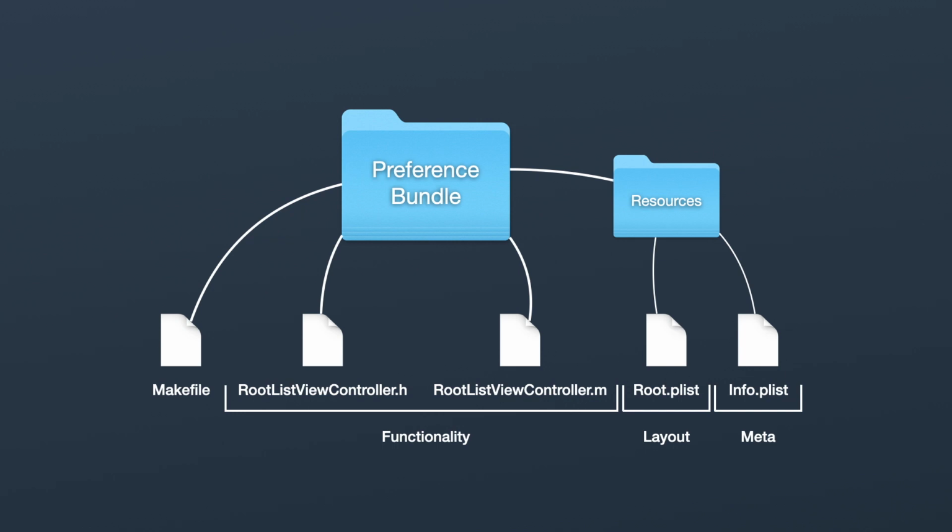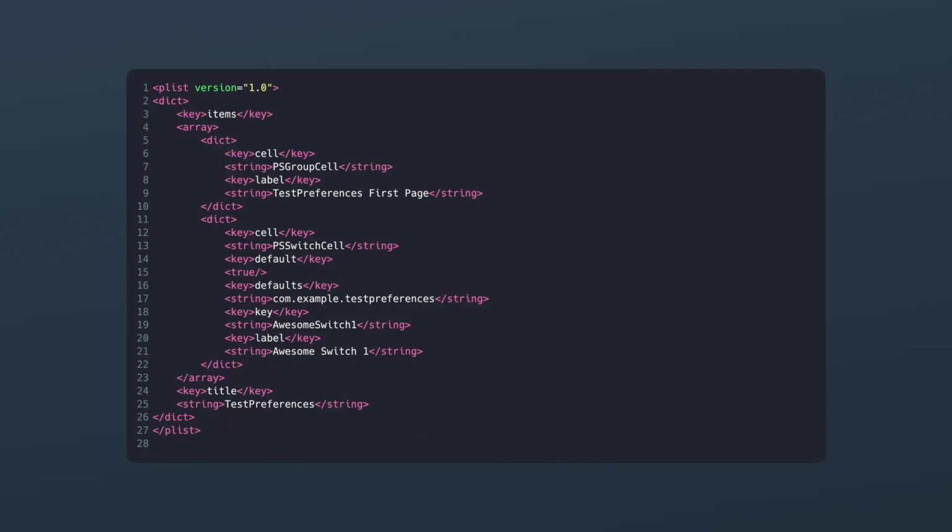The root.plist is responsible for the layout of your settings page, and the info.plist is responsible for the metadata of your preference bundle. We typically won't need to change anything in the info.plist, but the root.plist is where we're going to start. The root.plist is responsible for the layout of your preferences page, so you'll probably spend most of your time in this file. Let's take a look at what the default root.plist looks like.